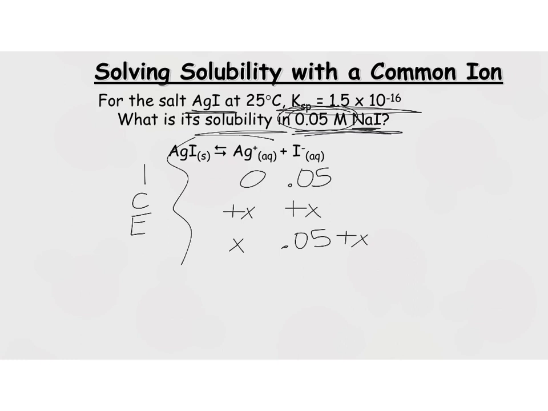All right, now we're going to set this equal to our KSP equation. So basically we end up with x times 0.05 plus x.